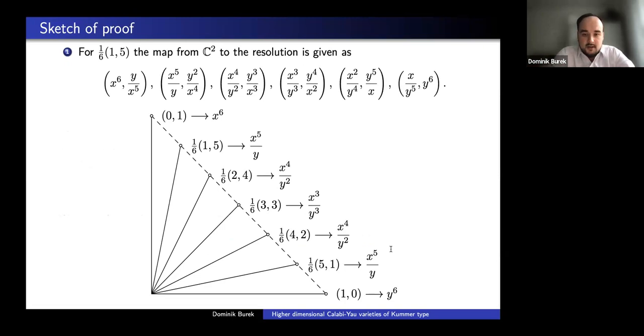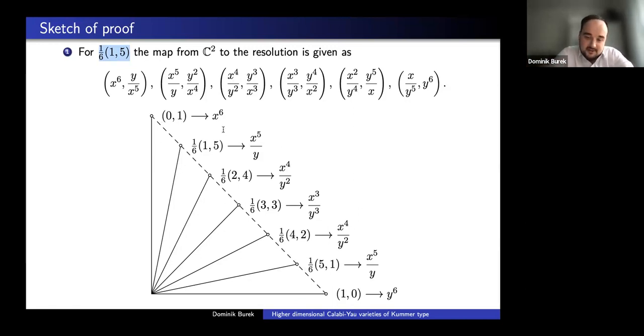So for checking if the group action lifts to the resolution, it would be great to have explicit maps from Cn to this resolution. If we consider the two-dimensional case, this is very classical, and it can also be seen in many places in the literature. It's also very beautiful because it's connected with continued fractions, Hirzebruch-Jung continued fractions, and many more things.